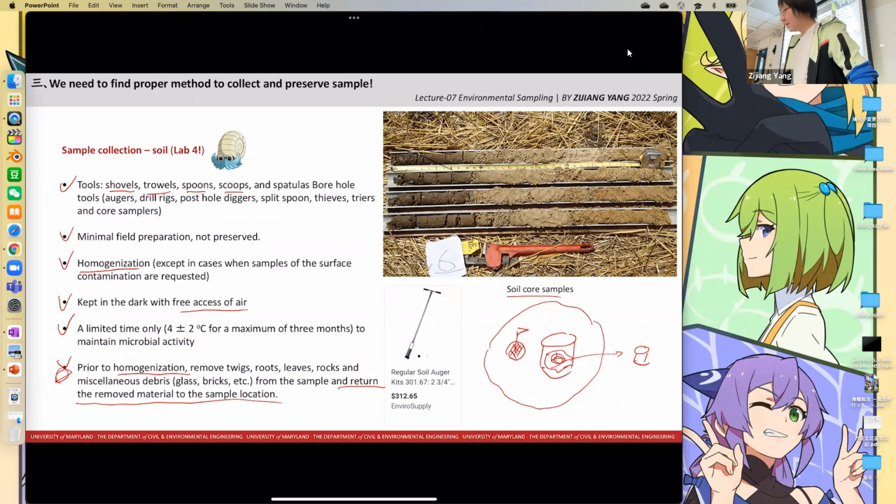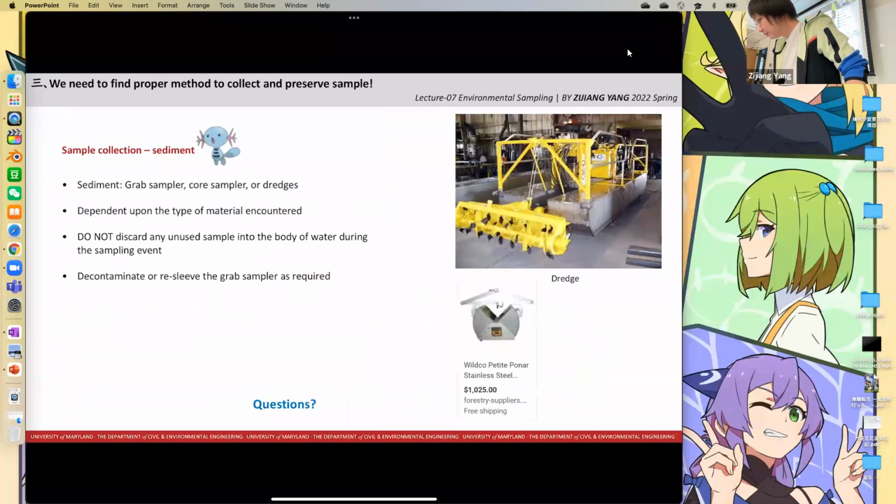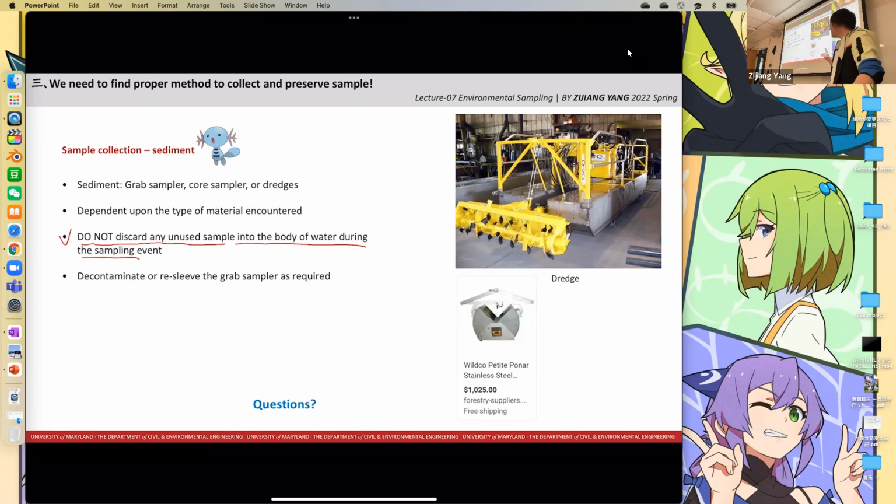I mention this because for the sediment sample, this is different. For the sediment sample, let's go to this first: do not discard any unused sample into the body of water during the sampling event. Do you guys have any ideas why? For the soil sample, we can put it back to the original location, but for the sediment sample, we should not. Do you guys have any ideas about why they are different?